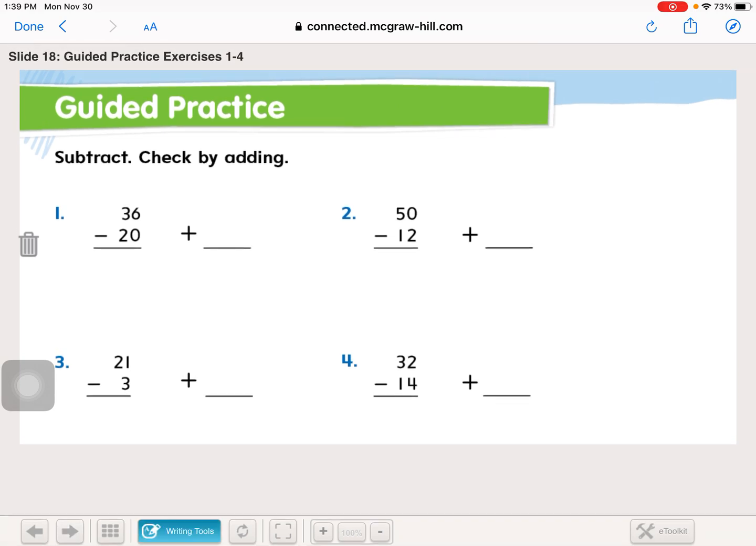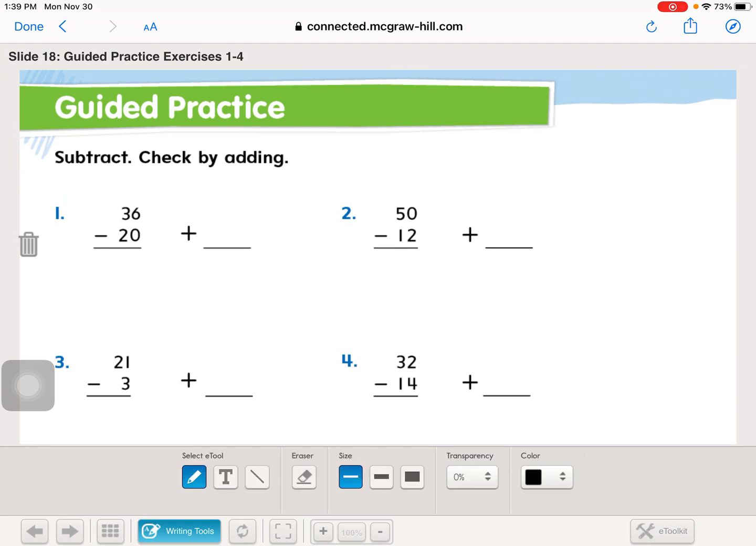So we have 36 minus 20. 6 minus 0, I have 6. I can take away nothing. I still have 6. 3 minus 2 is 1. So again, whole minus part equals part. Part plus part equals whole. My 2 parts are 20 and 16. And when I add those together, I should end up with 36, but let's see. 0 plus 6 is 6. 2 plus 1 is 3. Sure enough, they're the same.